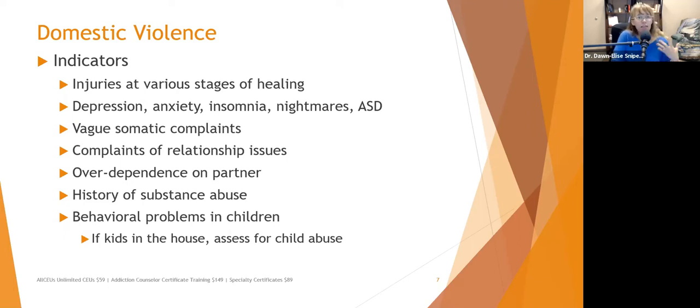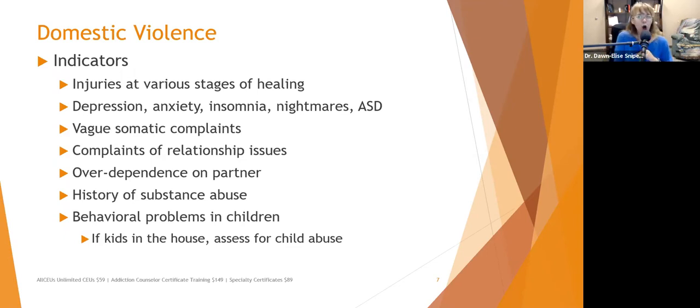If the person is complaining of depression, anxiety, insomnia, nightmares, or symptoms of acute stress disorder, then something's going on. We're not sure, necessarily, if it's domestic violence, but it could be. If they have vague somatic complaints, they're achy or they're fatigued, pay attention. If they have complaints of relationship issues, such as a spouse that drinks too much or has anger management problems, that should be one of those big warning signs, just like the injuries.